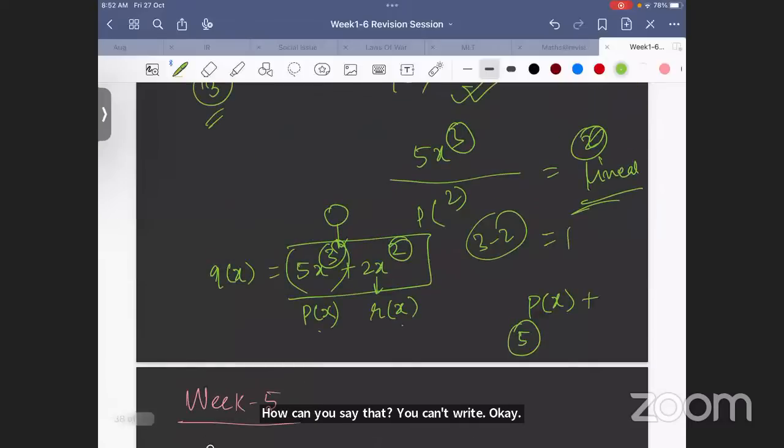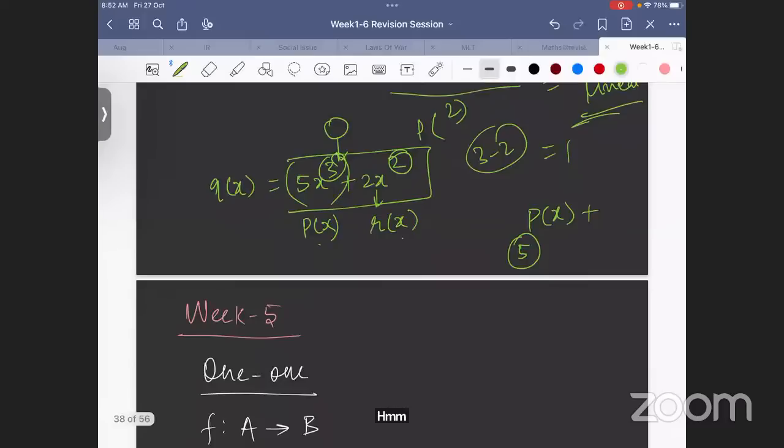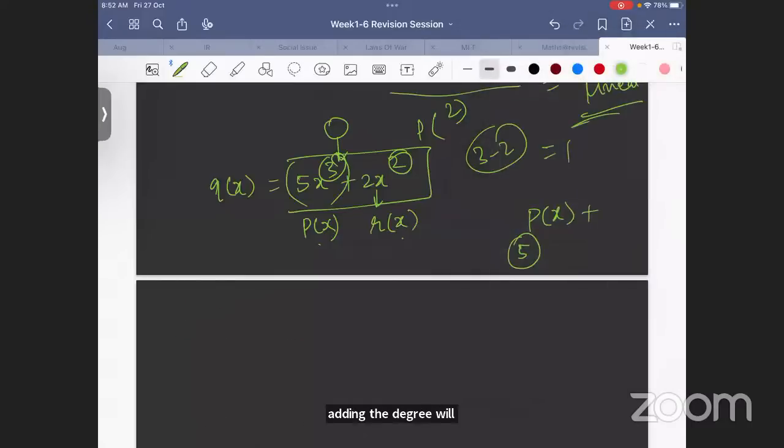Sir, I understand it like this: whenever you are adding, the degree will be the degree of the equation which already has the maximum. Okay. Yes, sir. You will not be doing anything else.